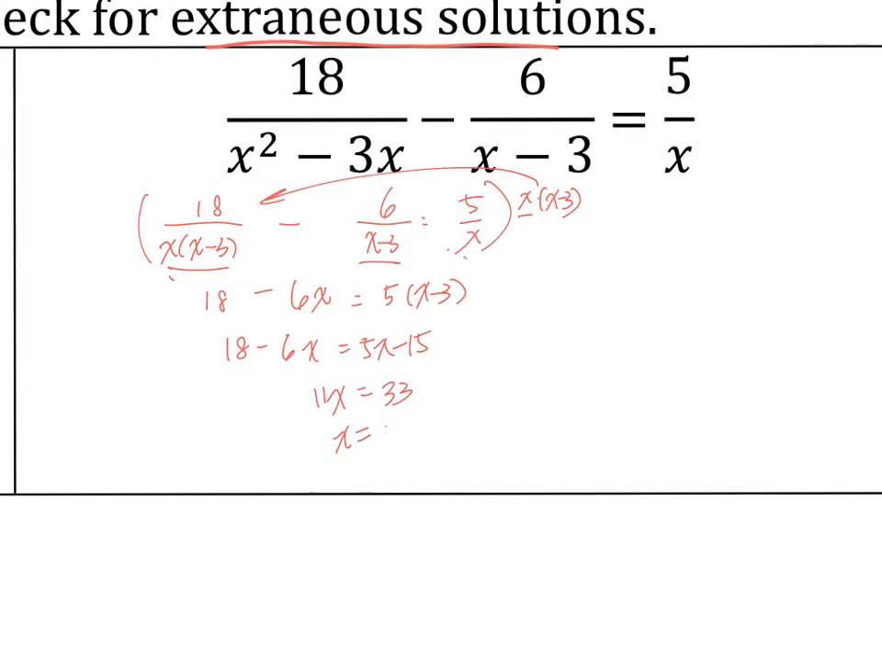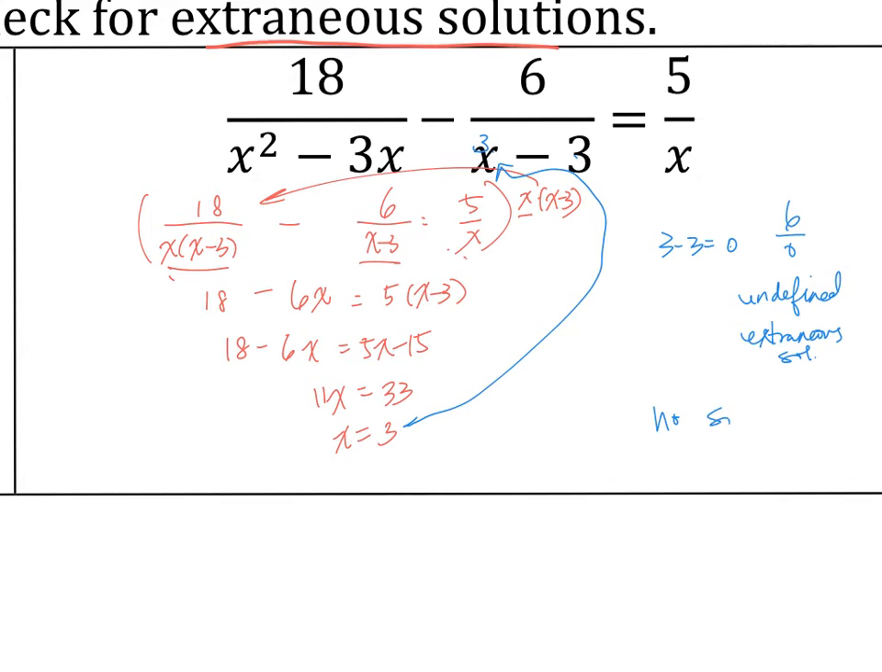So x is 3. Now we've got to check if this is an extraneous solution. After you plug it in to this x, 3 minus 3, that is equal to 0. But 0 is in the denominator, 6 over 0. This is undefined. So we would say this is an extraneous solution. Therefore, we have no solutions for this rational function equation.